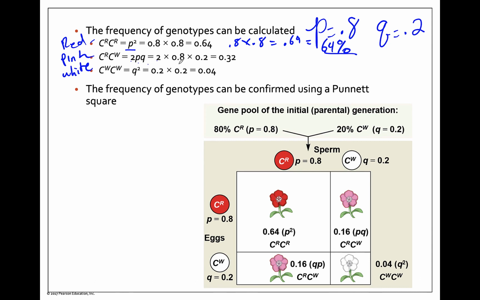2PQ, 2 times 0.8 times 0.2, we end up with 0.32, which is going to be 32% of the population should be pink. And then Q squared, 0.2 times 0.2 equals 0.04. Be careful when you're multiplying that you multiply correctly. So when we change this to a percentage, we just move this decimal over twice, and that gives me 4% of my population should be white. And I like this drawing of the Punnett square here, and it's giving you kind of all of the possibilities, and each square size represents the relative amount of the phenotype in the population.